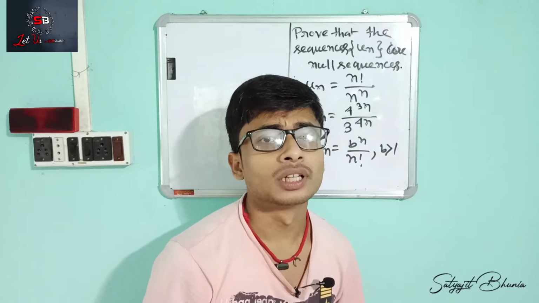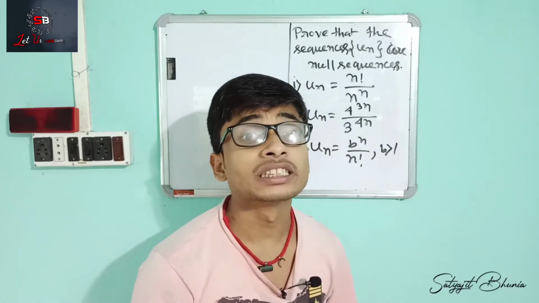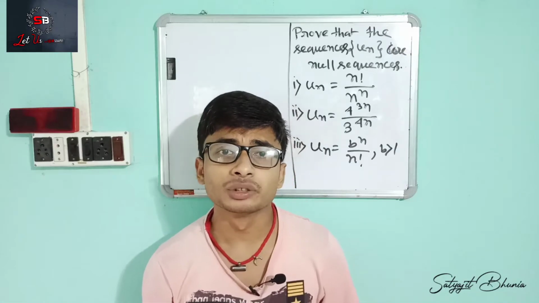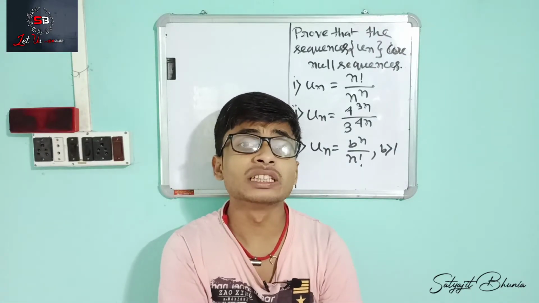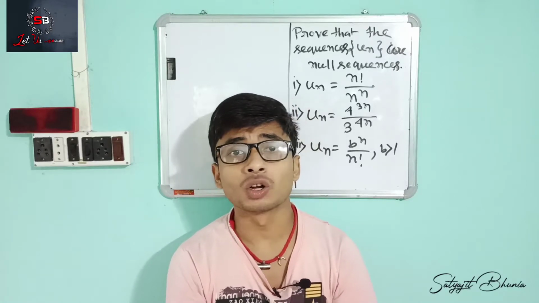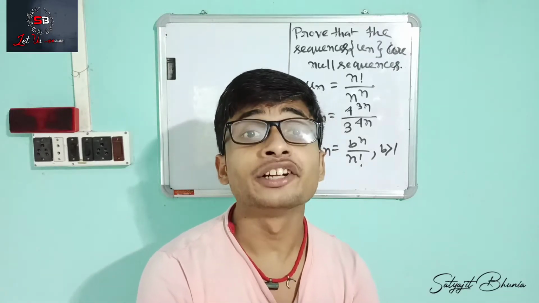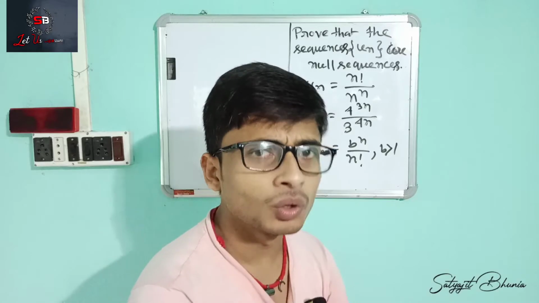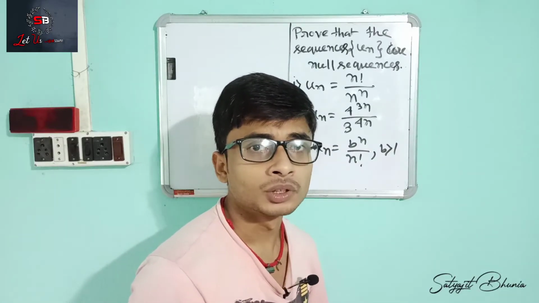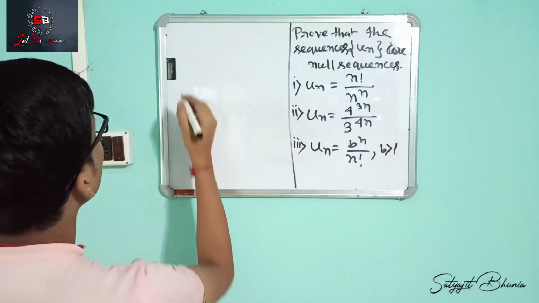Okay, so let's start. What is a null sequence? We know that the sequence un is said to be a null sequence if it converges to 0. If a sequence converges to 0, then it is a null sequence. And we have the theorem. What is the statement of the theorem?